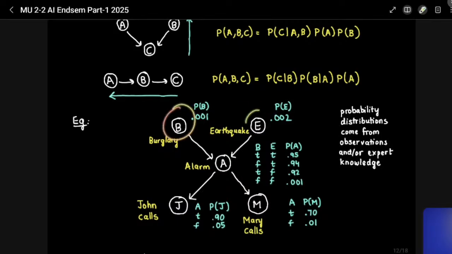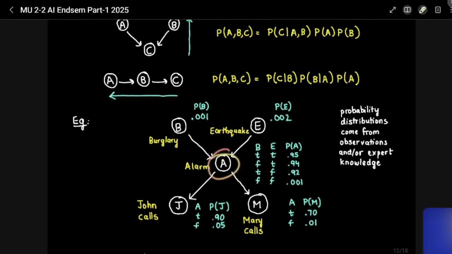Since B and E are marginally independent, they don't have much to say. You just have probability of B is 0.001. So probability that there's a burglary is 0.001. Probability that there is no burglary is 1 minus this one. So you'll get 0.999. If you want, you can write that as well, but it's not required. It is understood. Same goes for probability of earthquake and probability of no earthquake.